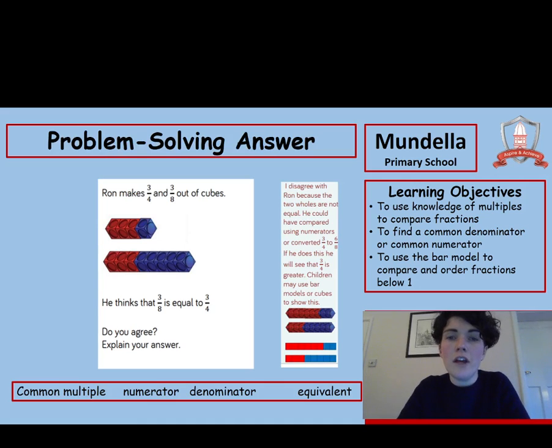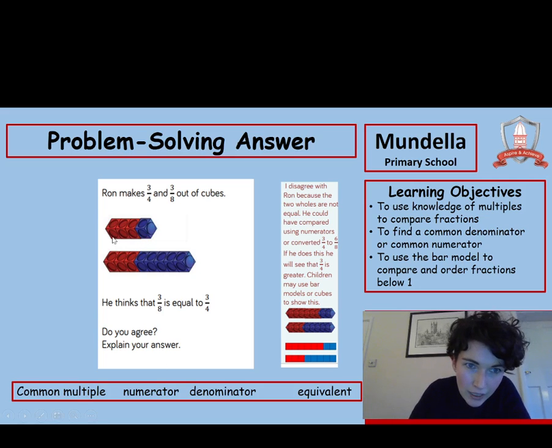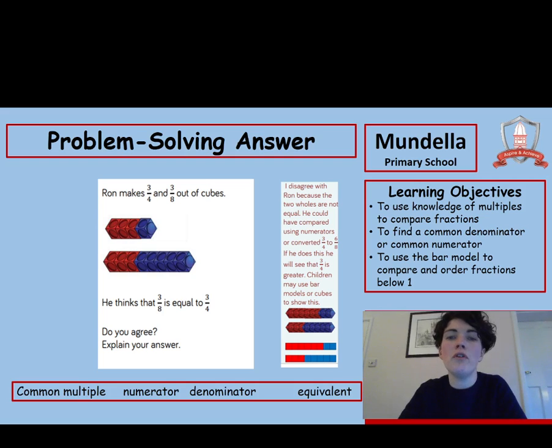Right, so your answer, hopefully we've understood that you disagree. You can see quite clearly that those are not the same. They are not equal. I disagree with Ron because the two wholes are not equal. He could have compared using numerators or converted 3/4 to 6/8. If he does this, he will see that 3/4 is greater. And hopefully you felt able to use the bar model to compare them. So very well done if you got those correct.